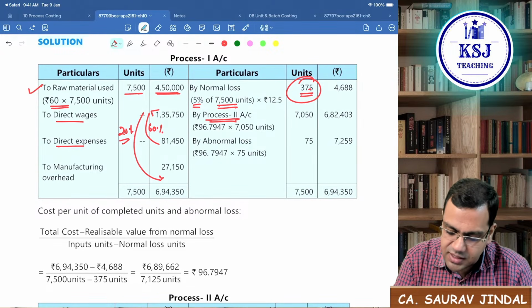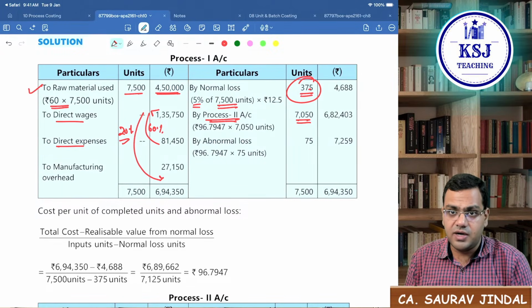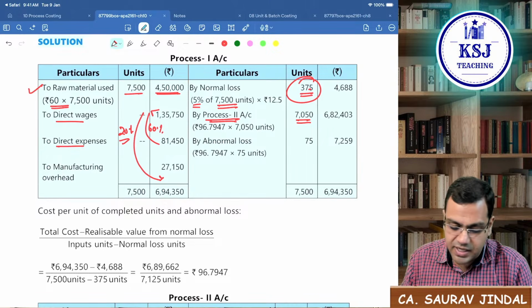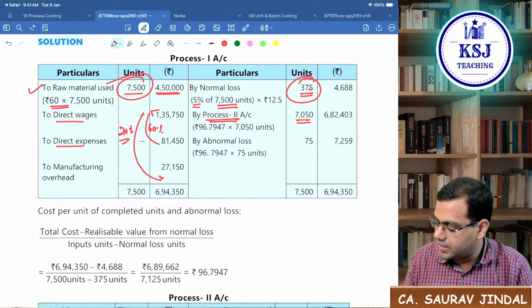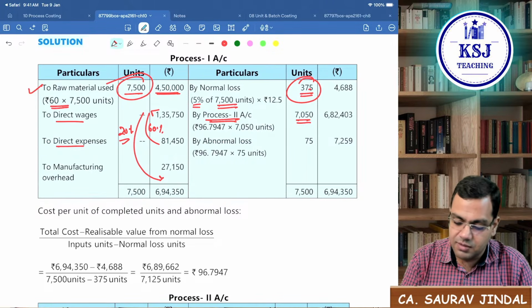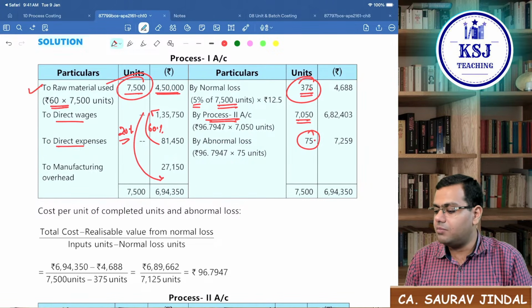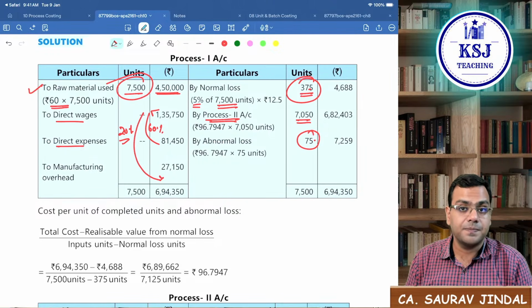Next, the process account: it is given that 7050 units are already transferred. Then what about the remaining, sir? You have an input of 7500 units. So 7500 minus 375 minus 7050. The remaining 75 units is your abnormal loss.